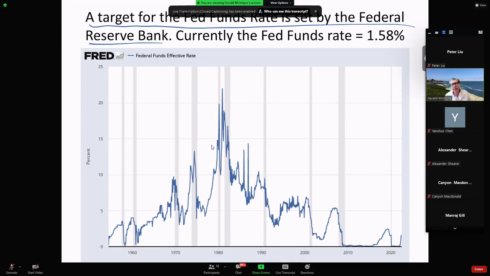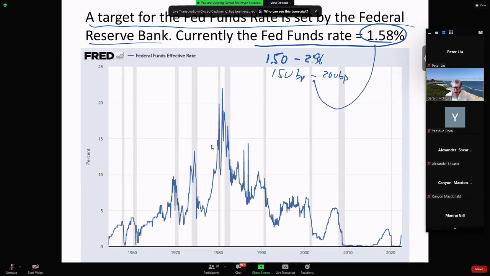The Federal Reserve Bank is, of course, the government bank, and it wants the federal funds rate in and around one. We said it's 1.8%. The federal funds rate target is 150 basis points to 200 basis points, and of course, 1.58 is right at the lower end of this range.